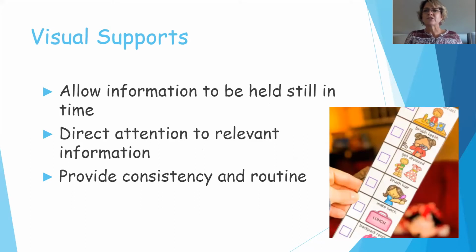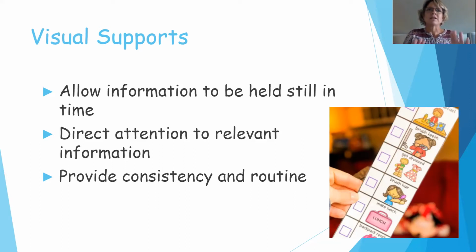So one of the things that visual supports do is allow information to be held still in time. So when you say something, your words go out and then they're gone. When you have a visual, it might say the same thing that your words said, but it holds there in time so that the child has time to process that information and remember it and hold it in their brain for later use.